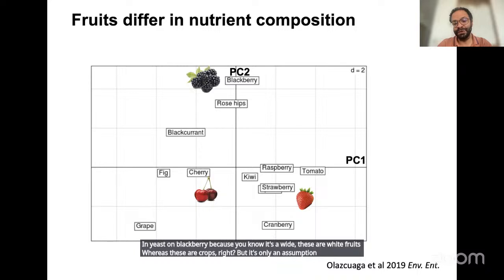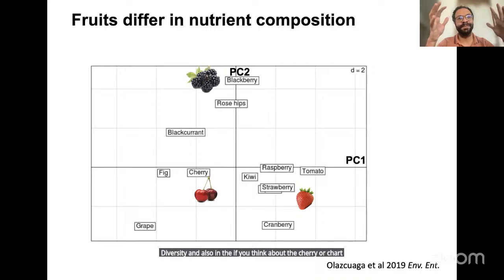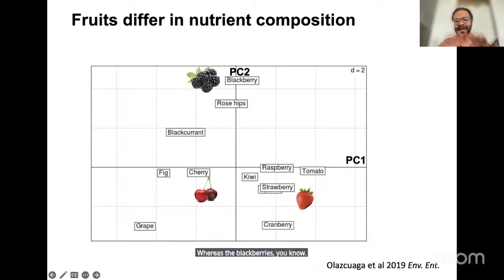Maybe we have a reduced diversity on these crops because we have only a few varieties of cherries and strawberries. So maybe we have reduced diversity. And also if you think about the cherry orchard, the diversity of the surrounding is lower. So basically you have a lot of trees, a bit of grass, and then you have maybe a forest, but it's a bit outside of the orchard. Whereas the blackberries, they can be in the forest, outside of the forest.